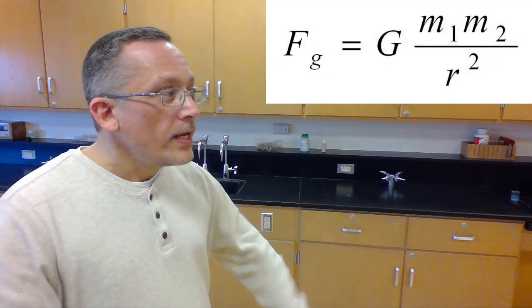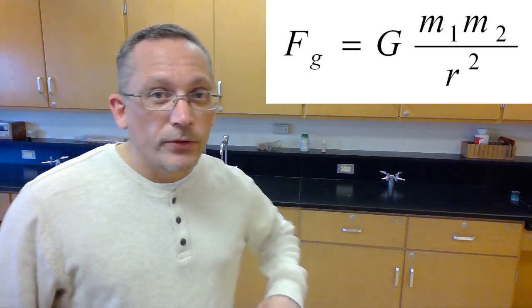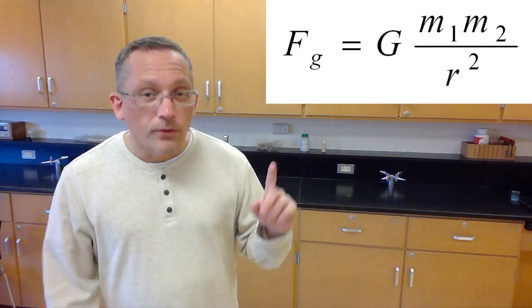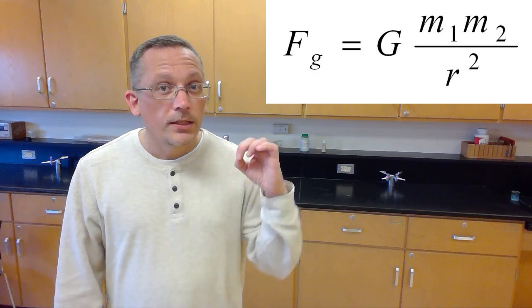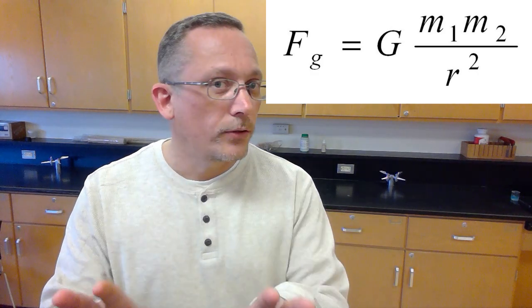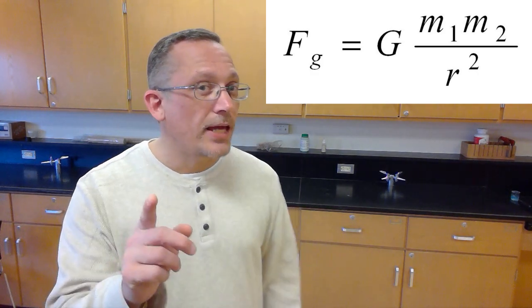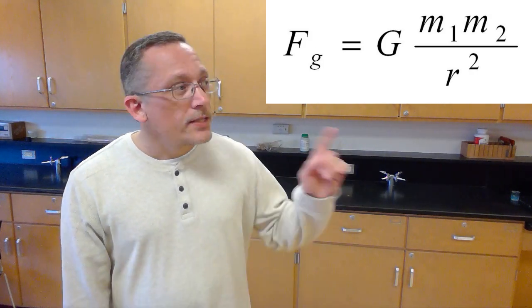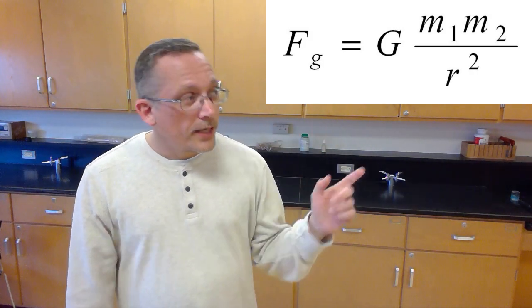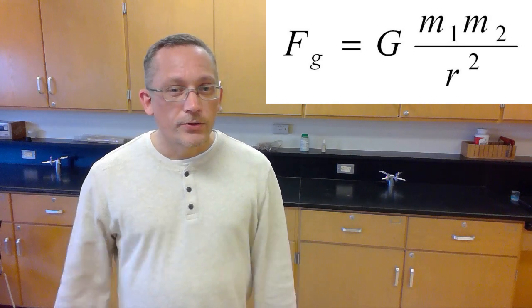Okay, so we can calculate the force of gravity. It's pretty simple. We have an equation here. This is called Newton's law of universal gravitation, and it says that the force of gravity is equal to G, capital G, not lowercase g. We'll talk about it in a second. It says G times m1 times m2 divided by r squared.